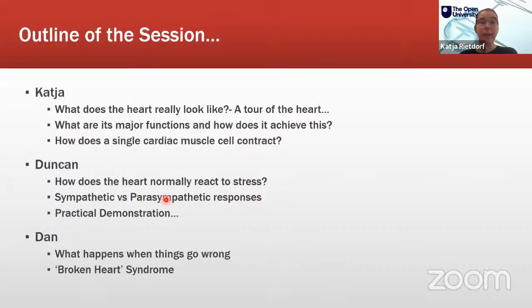So what can you expect from this session? First of all, I'm going to talk about the structure and the function of the heart. After that, Duncan will do a live demo of technologies you can use to measure heart rate and explain how heart rates are regulated. And finally, Dan will talk about heart diseases and the broken heart syndrome.